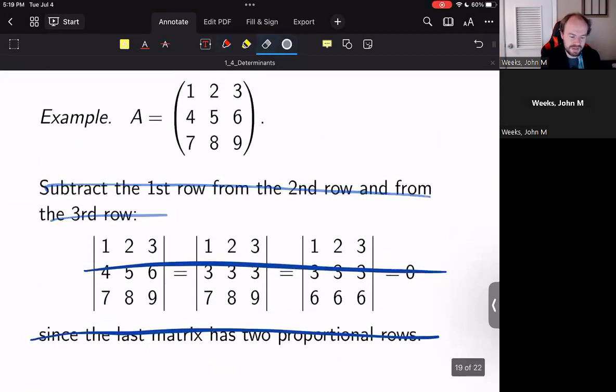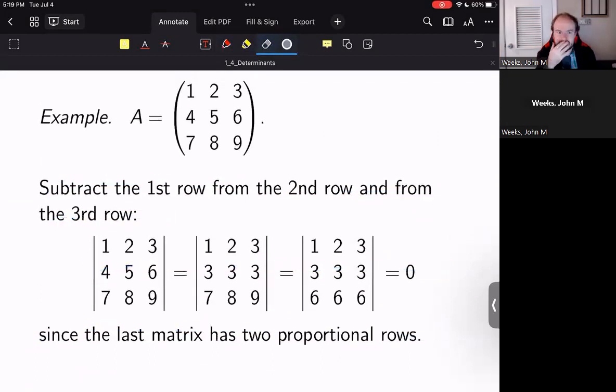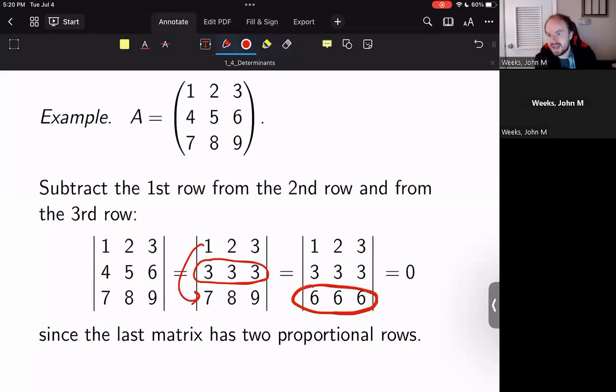Another way to go through and find this determinant, for example, is to just apply the, what was it called? The axiomatic definition of the determinant. Let's subtract the first row from the second row and from the third row, and let's see what we get. If we do that, then we get 1, 2, 3 subtracted from 4, 5, 6 just gives us the row 3, 3, 3. And then that same one being subtracted from 7, 8, 9 gives us triple sixes on the third row. And because of that, we see that we have 2 proportional rows on these bottom 2 rows. And we know any matrix with 2 proportional rows gives us a determinant of 0.